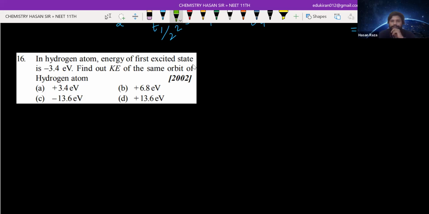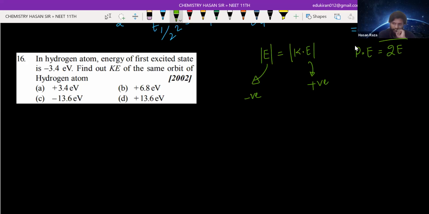Any answer? I'm going to tell you the relation between these two. Total energy is E, which is equal to kinetic energy, only the modulus, the magnitude will be equal. Total energy will be negative and kinetic energy will always be positive. Kinetic energy cannot be negative. Always remember that. And potential energy is double of total energy, and potential energy can be written as double of kinetic energy.